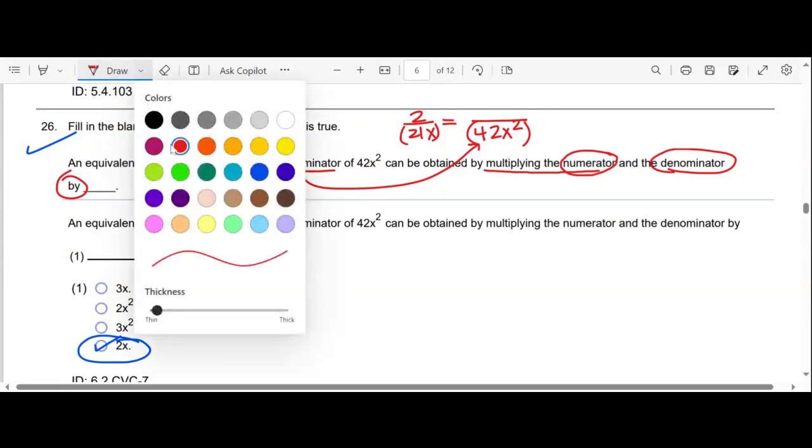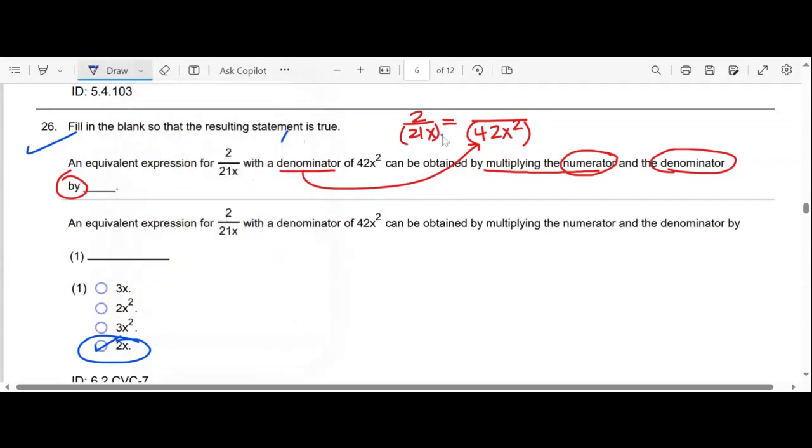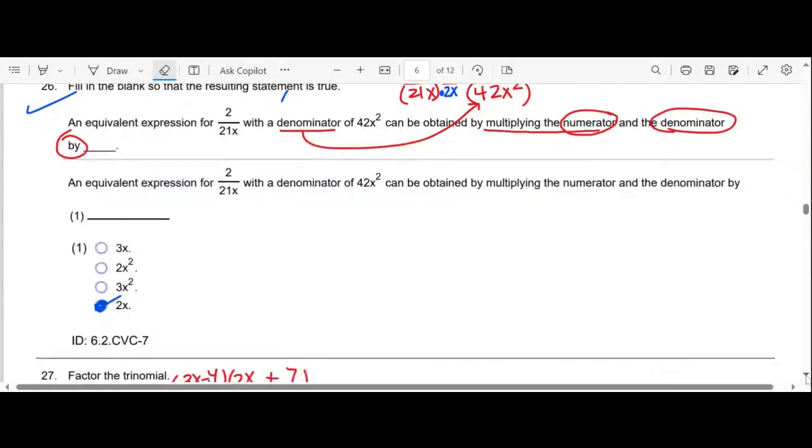What number did I multiply? 2x. Multiply times 2x. If you multiply the bottom, you multiply the top, so you have to multiply the top by 2x. You're going to get 4x. But he doesn't want to know how much the top is. He just wants to know what number you're going to multiply by. So your answer is 2x. Clear? Clear, inshallah.